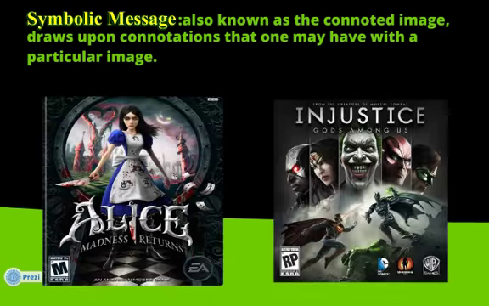The symbolic message, also known as the connoted image, draws upon connotations that one may have with a particular image. However, analyzing the connotations of an image can be difficult because different people will experience different connotations. Meaning is constructed not only by the creator, but also by the audience and the intersection of all lexicons.